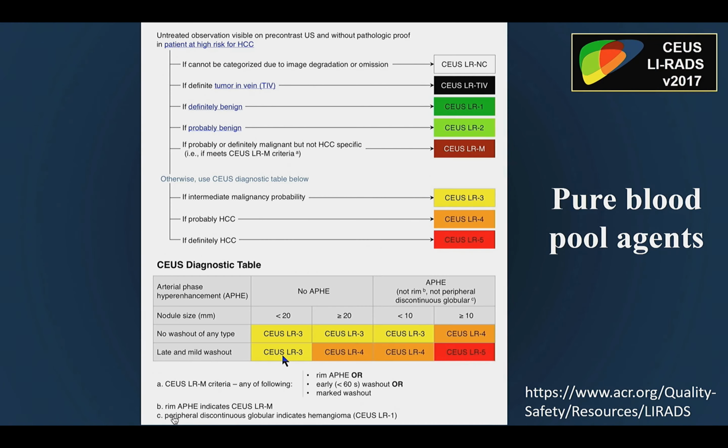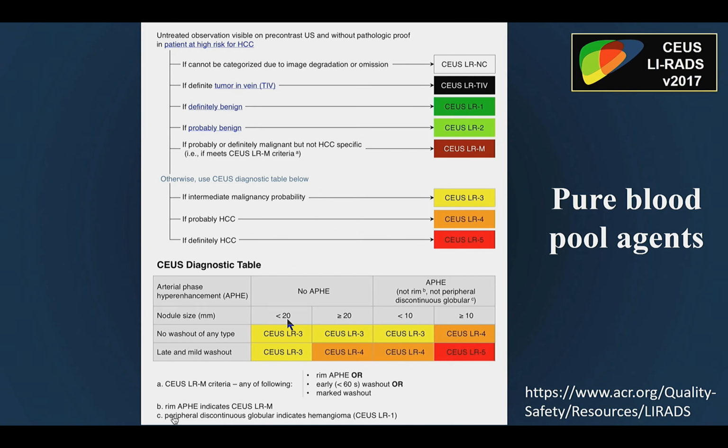classification system as well. So this is the CEUS algorithm from version 2017. You'll notice that we've moved towards a more vertical format for our algorithms, and you'll notice that this in many ways reflects the CT-MRI LIRADS as well. We want to keep the overall visual appearance consistent from one part of LIRADS to the next. And the table is considerably less complicated.